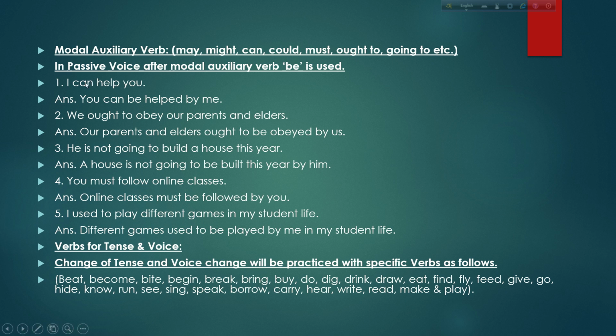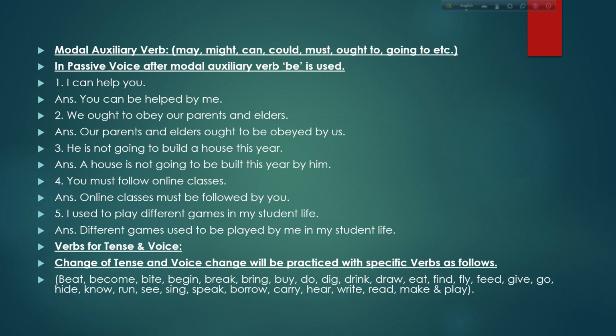For example, I can help you. You can be helped by me. Be is used here. We ought to obey our parents and elders. Our parents and elders ought to be obeyed by us.